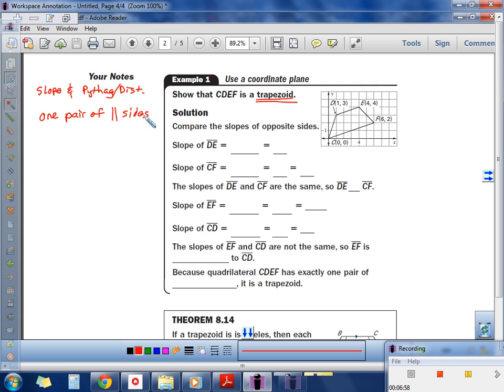That's the property you've got to prove to make sure it's a trapezoid. I only want one pair of parallel sides, not two pairs. One pair of parallel sides. So I see it already in the picture: I see this DE and CF. I want to see if those two pieces are parallel.